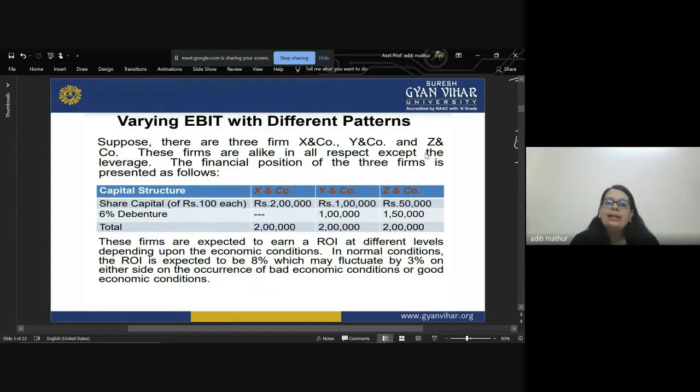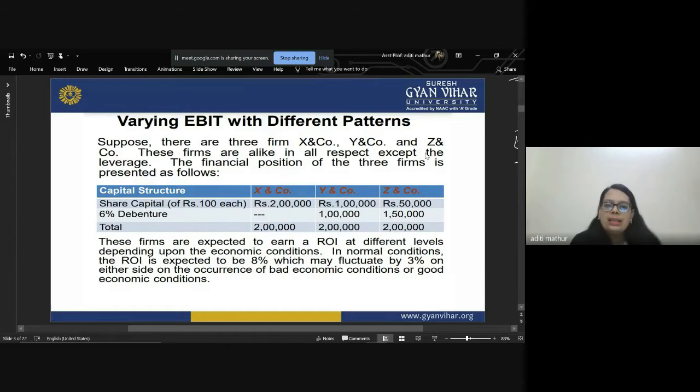Then we are saying that the company has 6% debenture, which is our leverage part, which is varying. So for company X, we don't have any leverage. For Y, we have a leverage of 1 lakh rupees. And for Z, we have a leverage of 1,50,000 rupees. So the total capital for the three firms is 2 lakh each. Now let's just continue with the question.